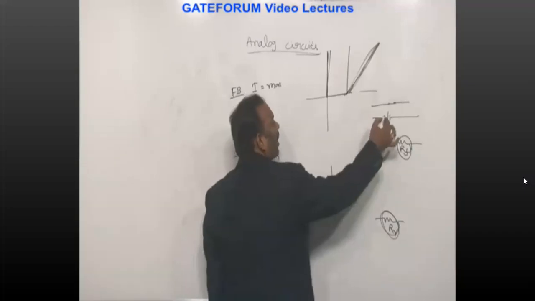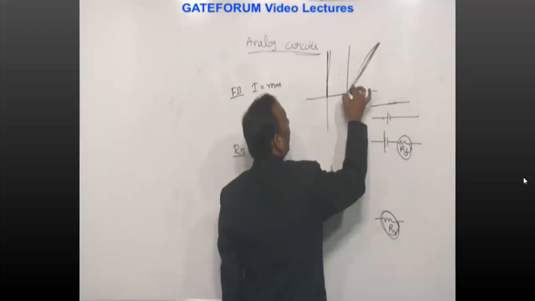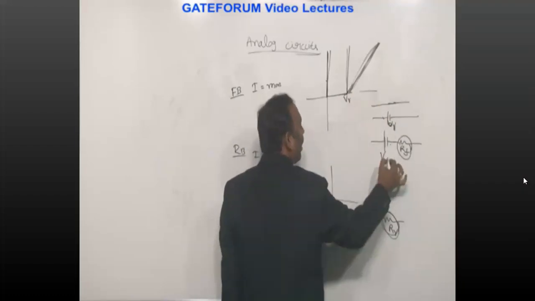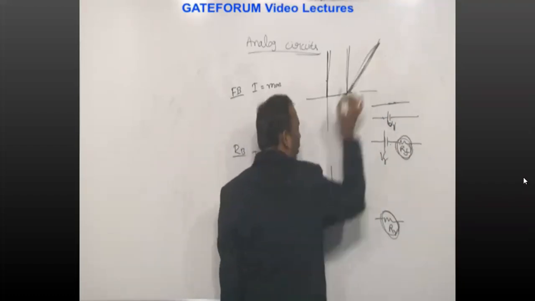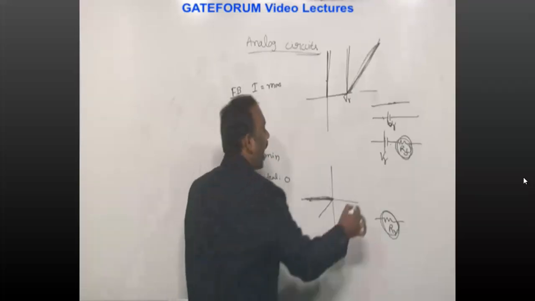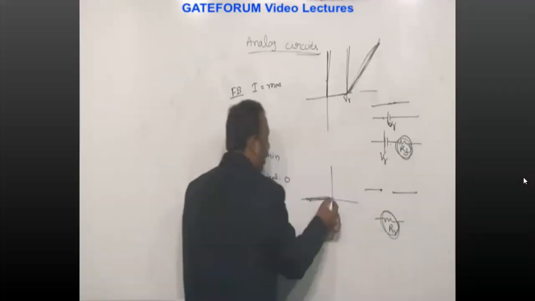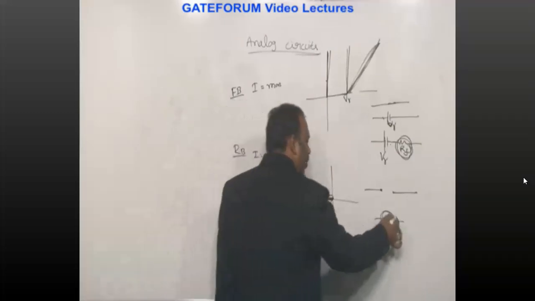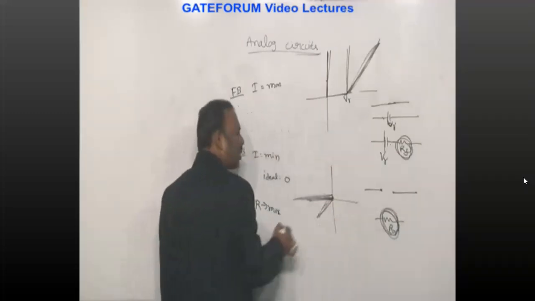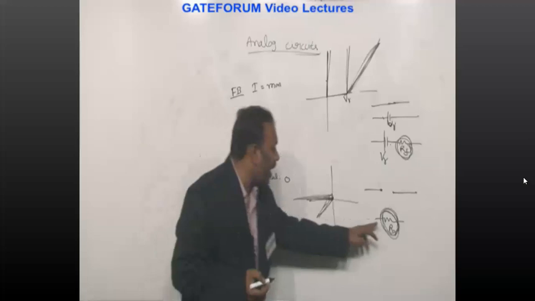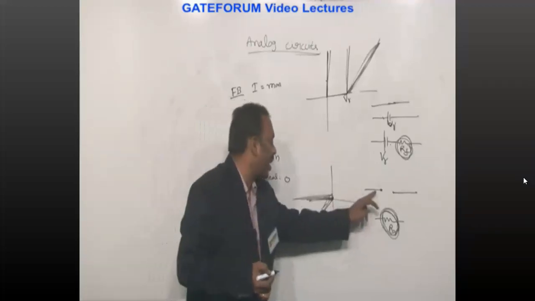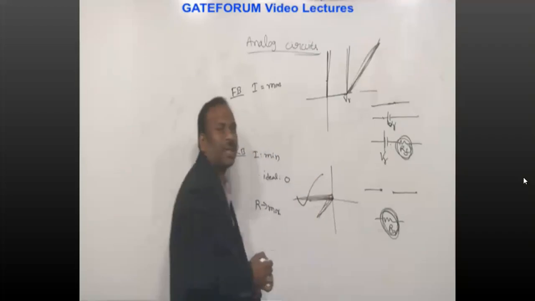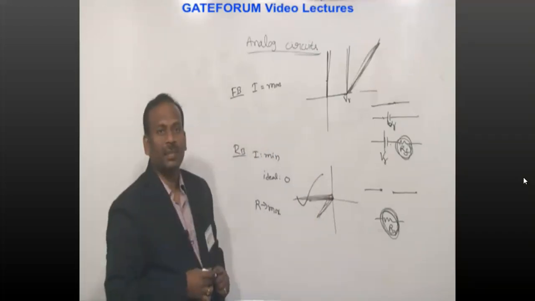Forward bias, once again I am repeating: short circuit, good. Coming to this one, only 0.7 V, V gamma. In the third case, V gamma is there and a resistor is there. From V gamma, it goes like this. In reverse bias, I can represent it as an open circuit, and then it goes like this. Whereas if I represent it as a resistor, it has to be like this. Most of the cases, we will take it like this. Clear?